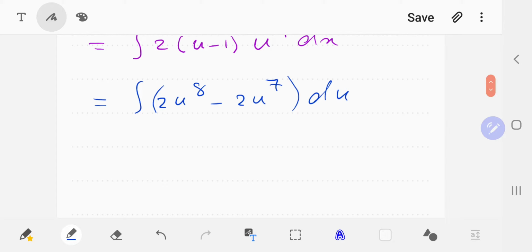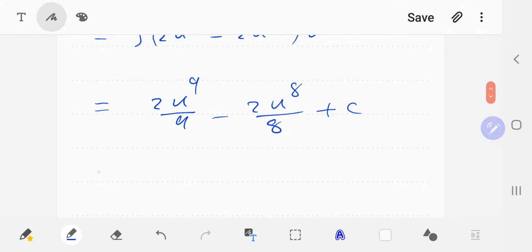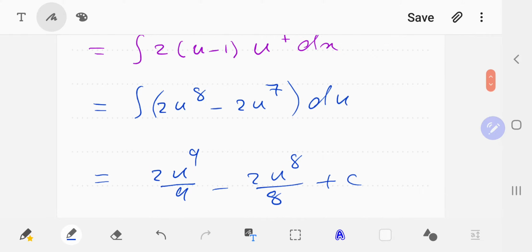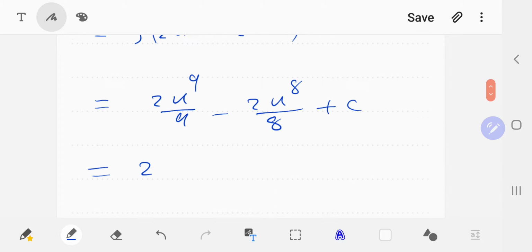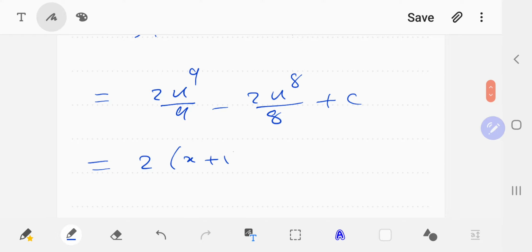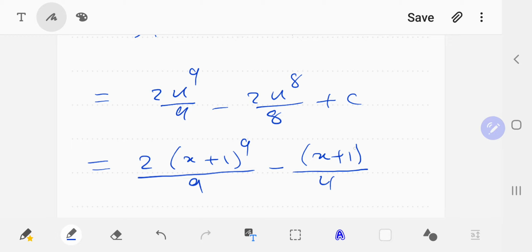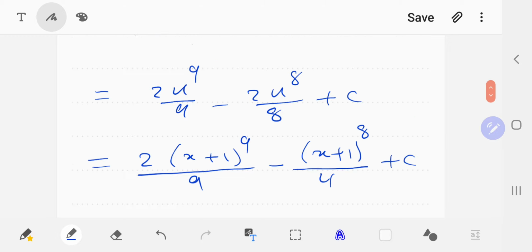Now it's a simple integration, so immediately this is equal to u to the power of 9 over 9, minus 2u to the power of 8 over 8 plus c. Simplify and replace, and that's it. u is x plus 1, so (x plus 1) to the power of 9 over 9 minus 2 with 8 can be simplified, so (x plus 1) to the power of 8 plus c, and that's it.